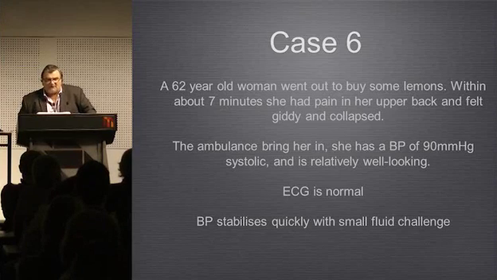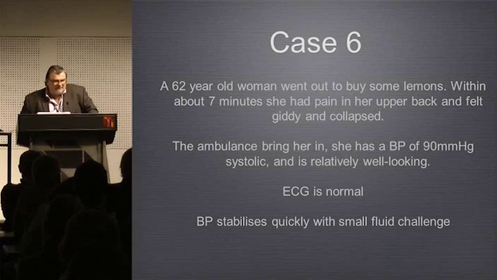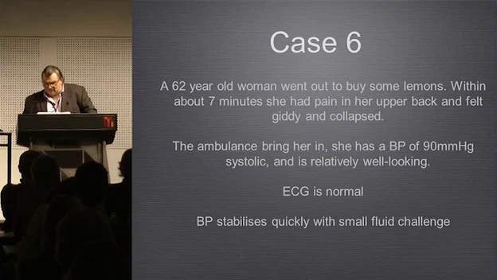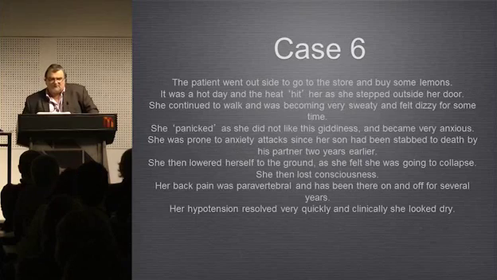There's one other woman, the same shift, a 62-year-old woman, went out to buy lemons, Sydney on a hot day. Within about 7 minutes, she had pain in her upper back. Fairly bad pain in her upper back. Felt dizzy, collapsed. Ambulance brings her in. She has a BP of 90 systolic. She's well looking. ECG is normal. Gets a 200 ml bolus challenge of fluid, and she's fine.